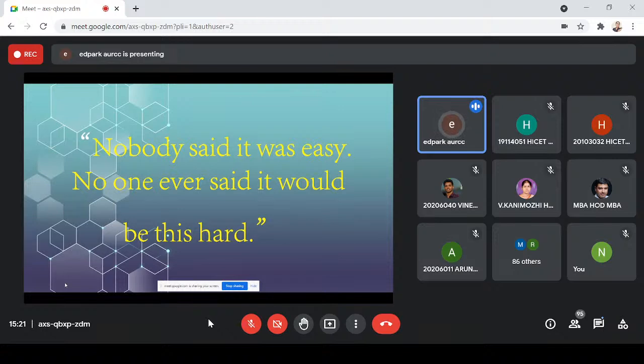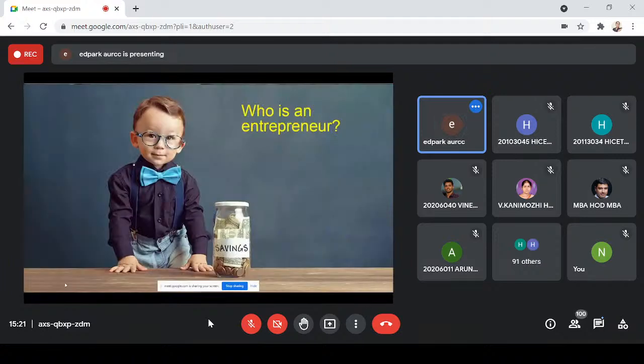Nobody said it was easy, and no one ever said it would be this hard. There's a quote I would like to share with you. It's a kind of field where it may be easy for someone else and tough for someone else. You cannot prejudge whether it may be easy or too hard. It depends on the way you choose your idea and the way you implement it. It all matters. And starting off with that, an entrepreneur, I will come to this later on.